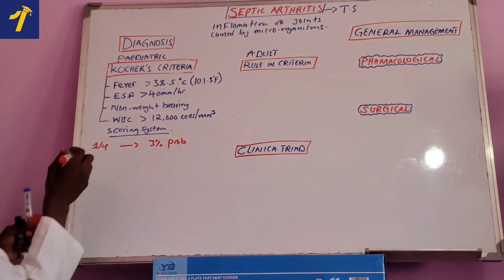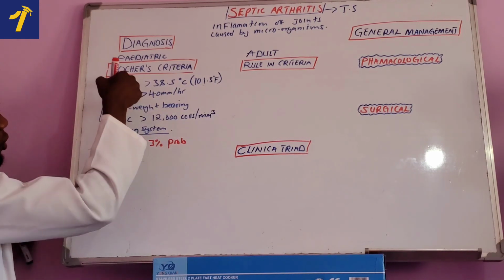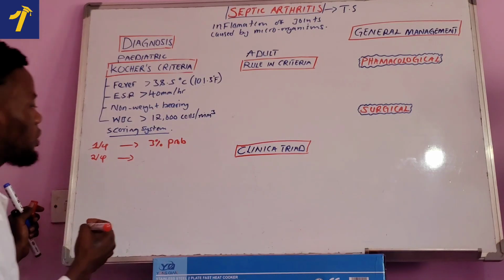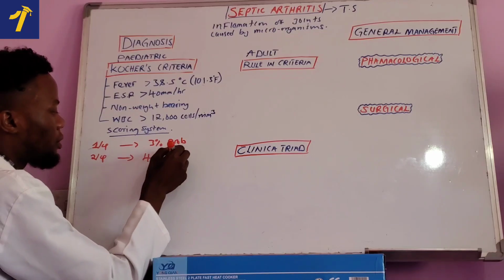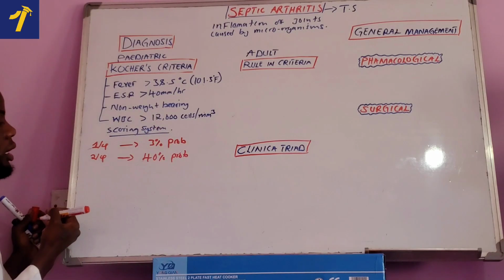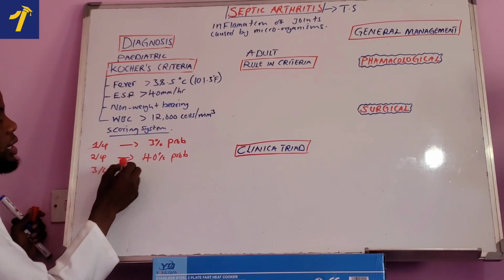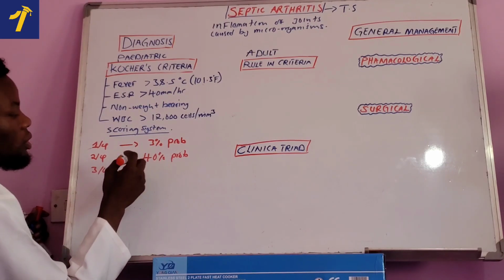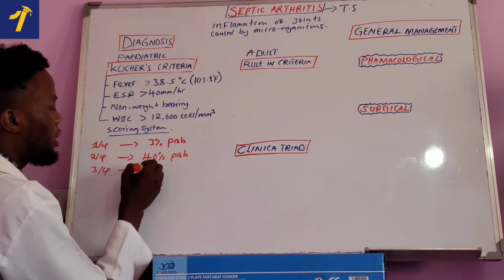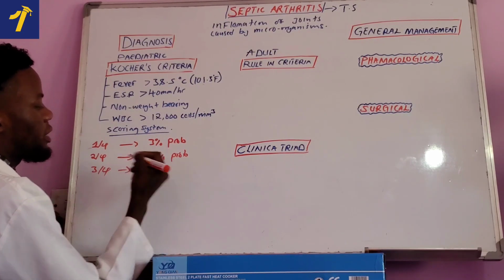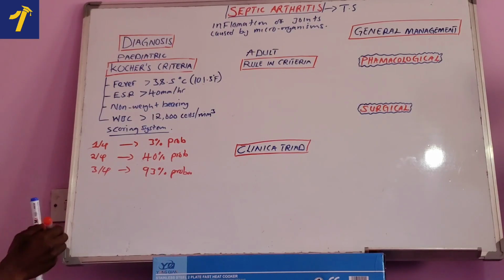Okay, now what about if someone is having 2 out of 4? 2 of these factors, then what will be the probability? Now the probability will increase up to 40%. Then what about if they have 3 out of 4 factors? Then they're going to have about 93% probability of septic arthritis suspicion.